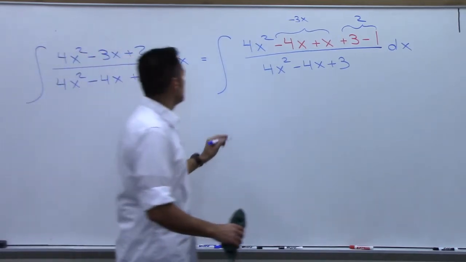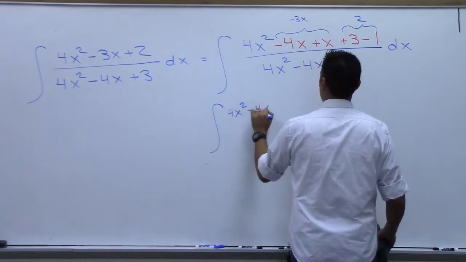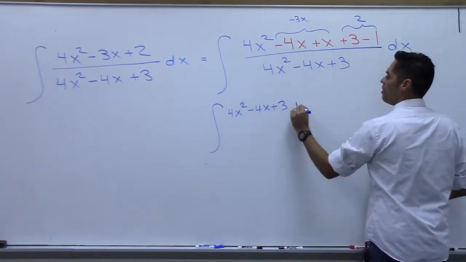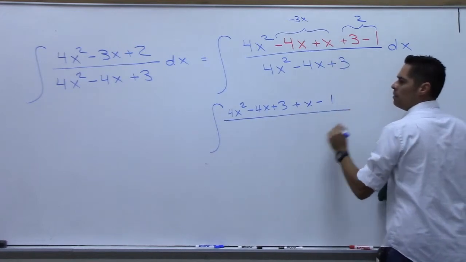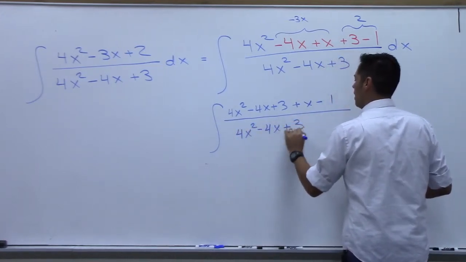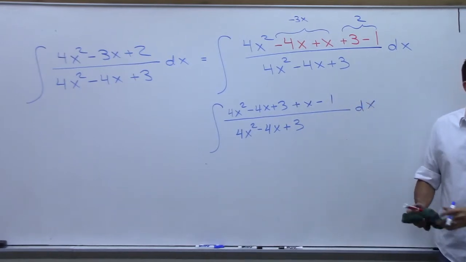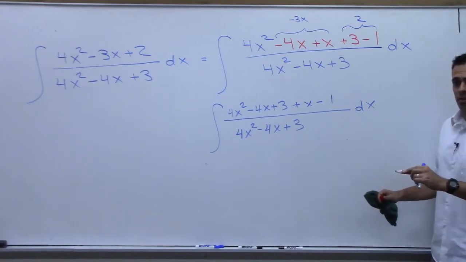But let me rearrange the top now. Make it 4x squared minus 4x plus 3. So I'm putting this one and this one together. I still have plus x minus 1, don't I? All over 4x squared minus 4x plus 3 dx. Agree with this? I mean, yeah, I could do that. It's kind of tricky, but I could.